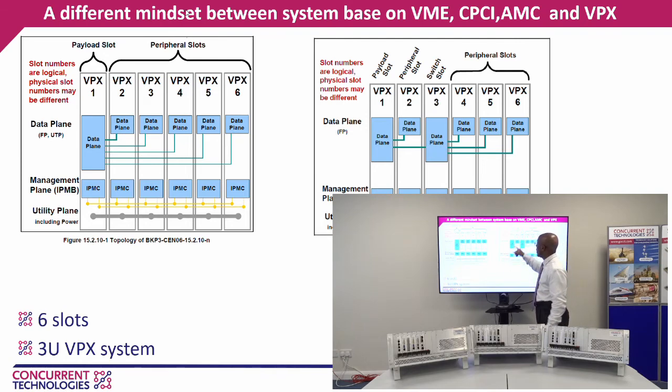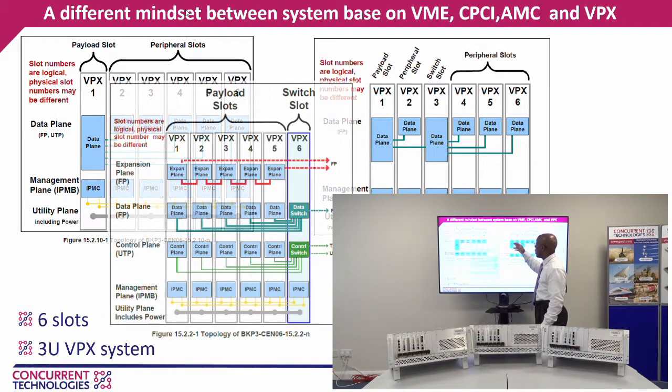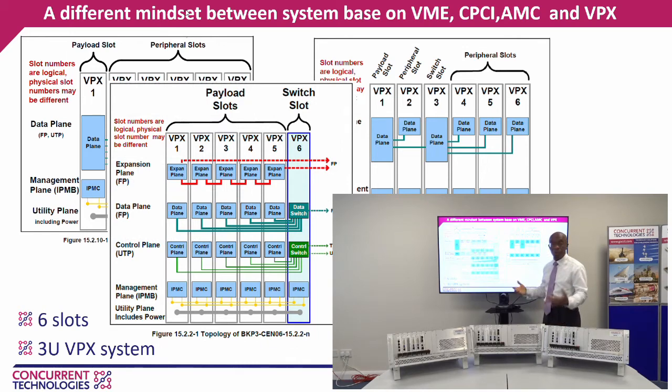So for example here, the payload card only supports 2 by 4, but it can still see and control more than 2 peripherals by using a specific card that will have a switch and fan out to additional peripheral slots. So this is an example of how to control more peripheral cards, even if your payload slot only supports 2 by 4.